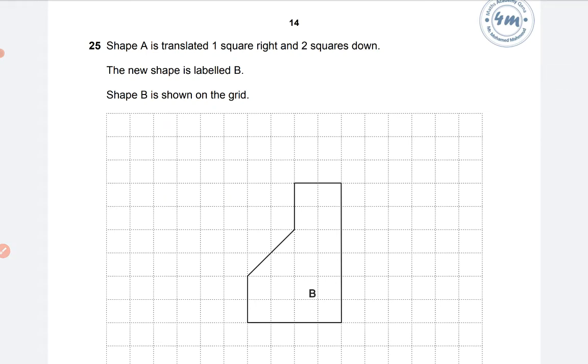Shape A is translated 1 square right and 2 squares down. The new shape is labeled P. Shape P is shown on the grid.